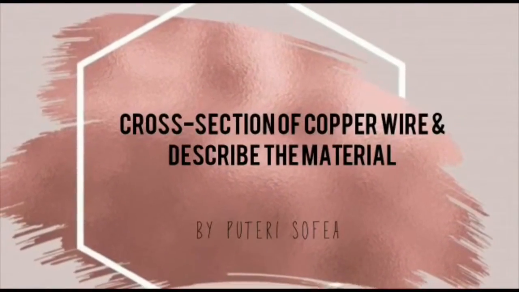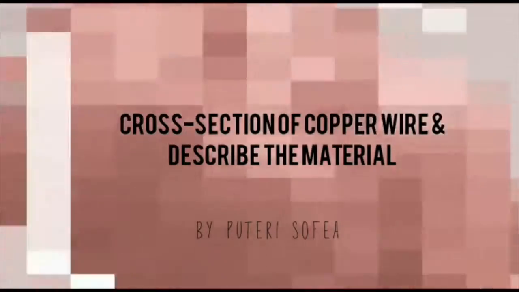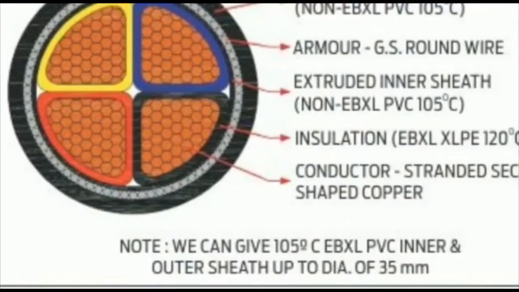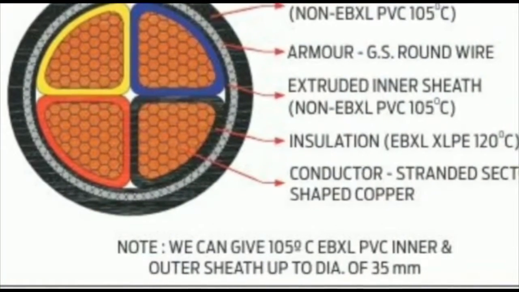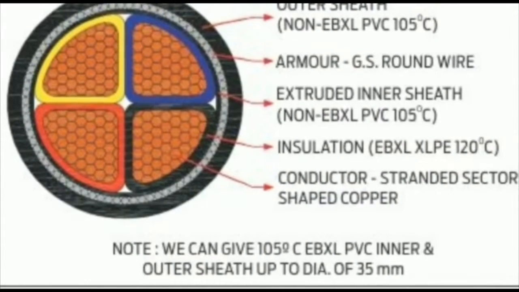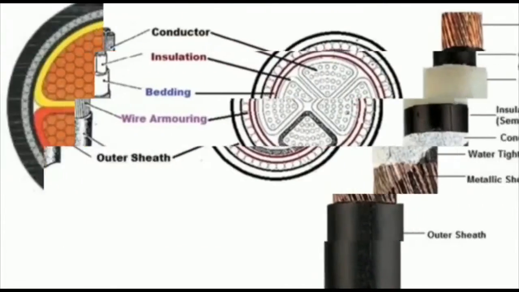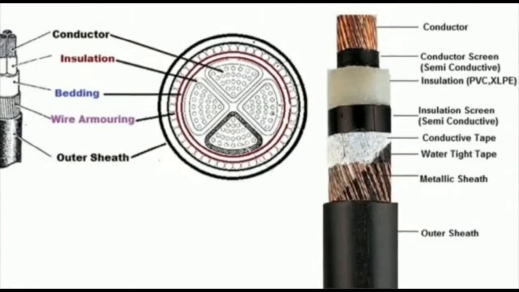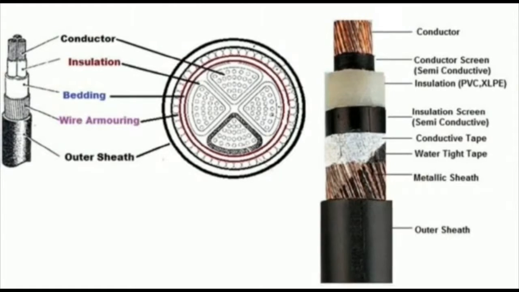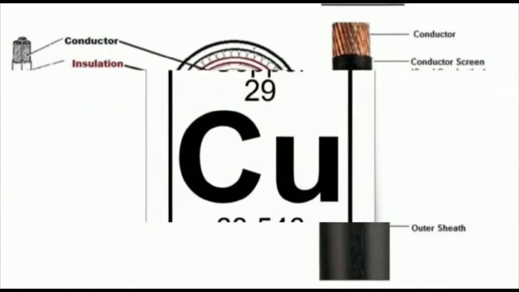First, the cross-section of copper wire, and I will describe the material. The current rating of the cable depends on the cross-sectional area. Multi-core copper conductors are produced in two shapes, circular conductor and segment conductor. The segment conductor consists of 5 layers. The first layer is the conductor, followed by insulation, bedding, wire armouring, and lastly the outer sheath.